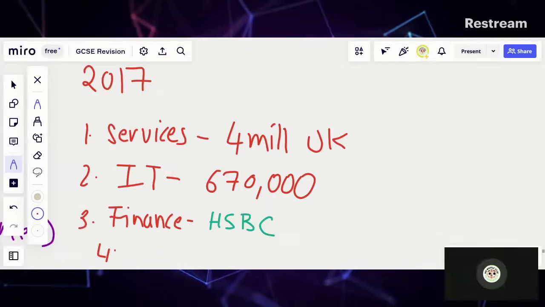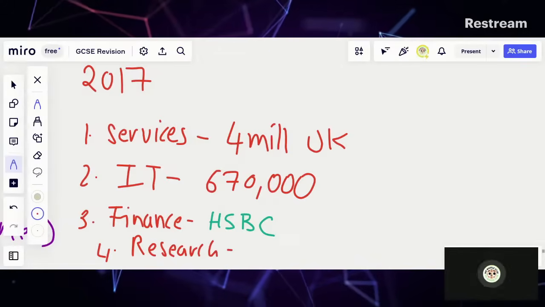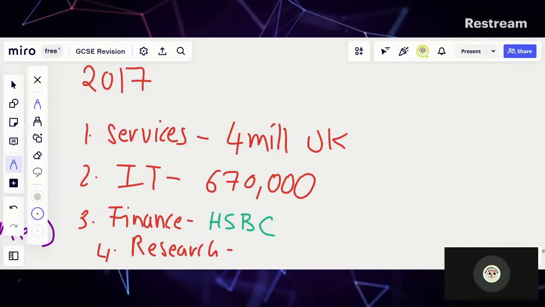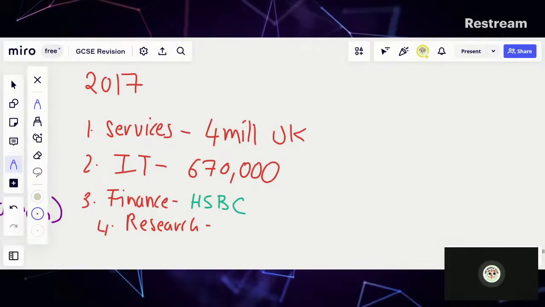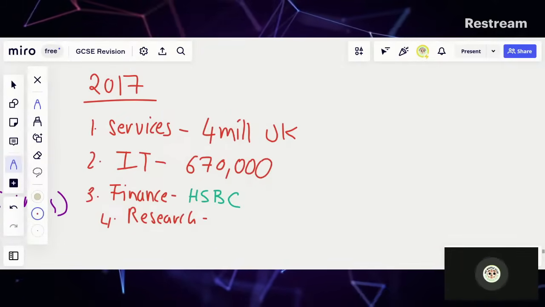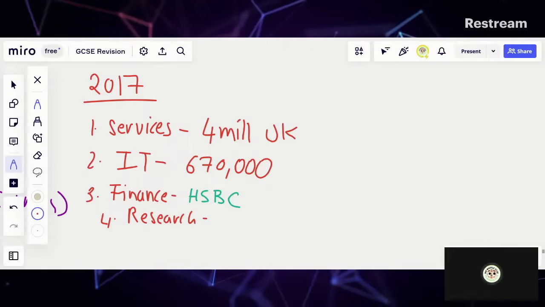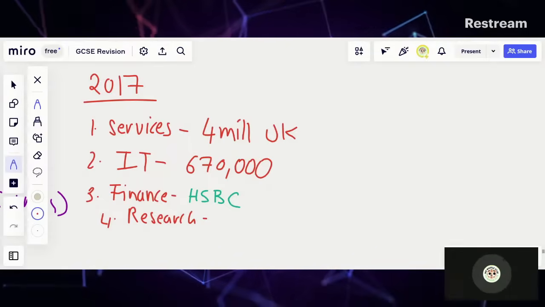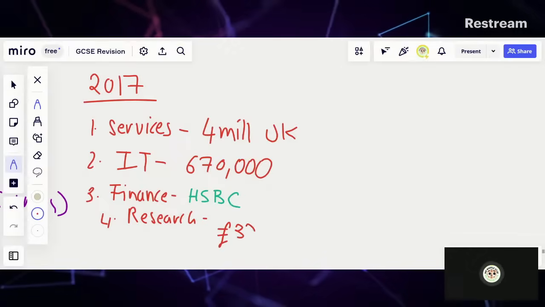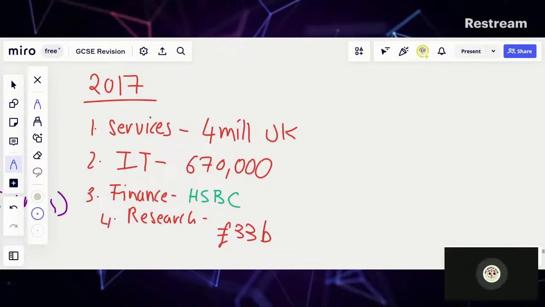You also see another key sector in the UK, which is research. Lots of research happens in universities because obviously the world famous universities of Oxford and Cambridge are found here. And in 2016, 33 billion was spent on research and development. So a lot of money is being fueled into research and development. And I don't know if you've heard, but you can definitely talk about the recent advances in AI, especially in Western countries like the UK.